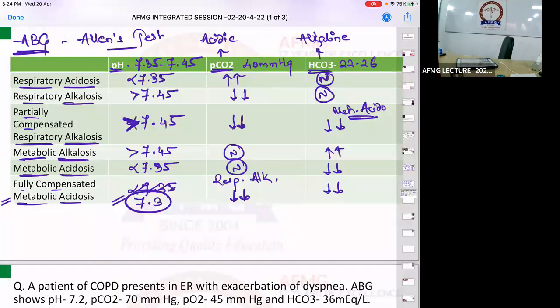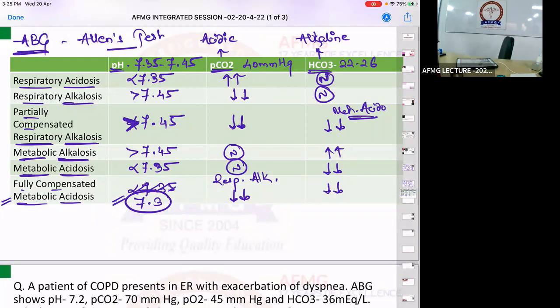Next, pH 7.3. Please remember, if the pH is 7.3, guys, PCO2 values are normal, but bicarbonate values are 12 milliequivalent. That is metabolic acidosis. Next condition, pH 7.5, bicarbonate values are 50 milliequivalent, PCO2 is normal. That is metabolic alkalosis. No issues with this.